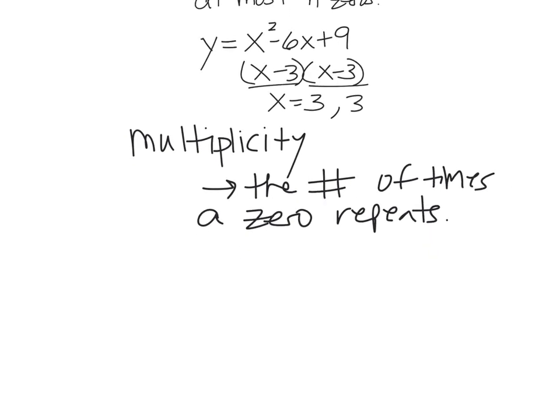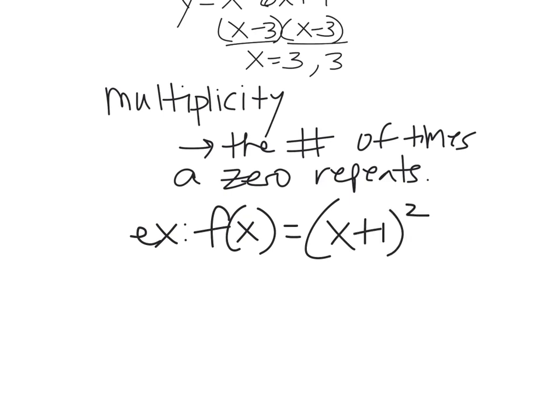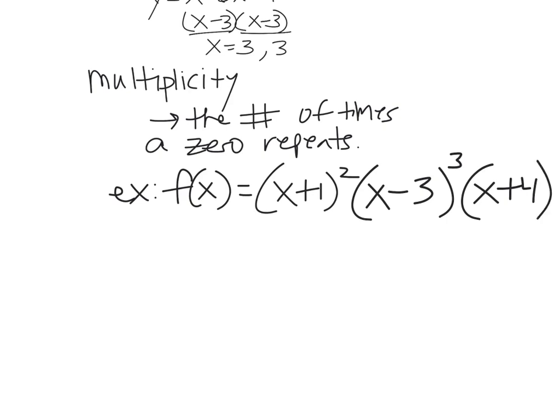All right, so let me show you an example of that really quickly. Let's say you have f of x equals x plus 1 squared, x minus 3 cubed, and x plus 4. So here's a polynomial. It's already factored for you. And we are going to find the zeros and state their multiplicities if they have any.